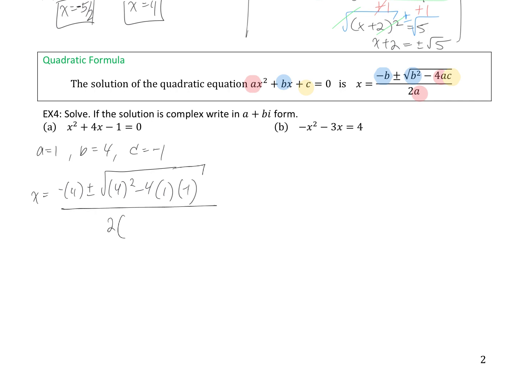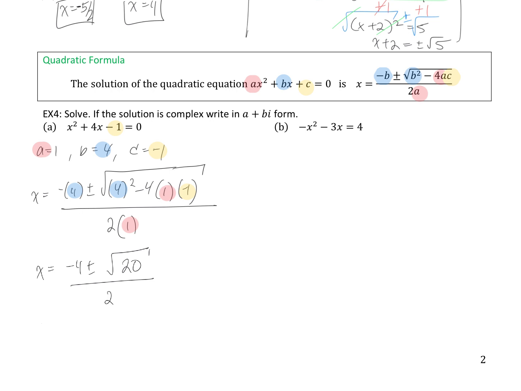Over 2 times a, and a is 1. Whew, let's go ahead and color code that so you see what's happening here. That's b and b. And then, let's see, we have a, and then c. Okay, and simplifying. x equals negative 4 plus or minus the square root of, adding that all together, that's going to be 20 over 2.